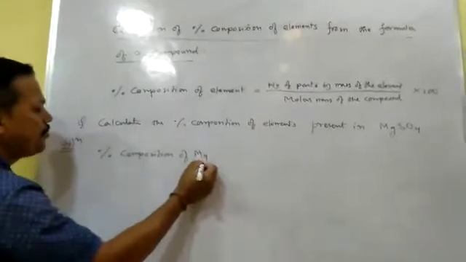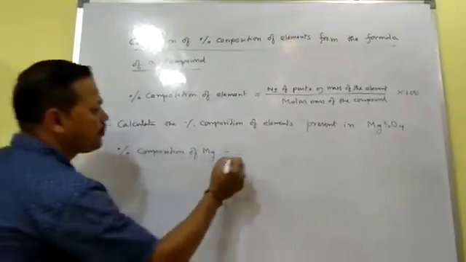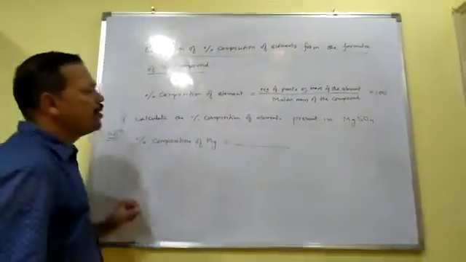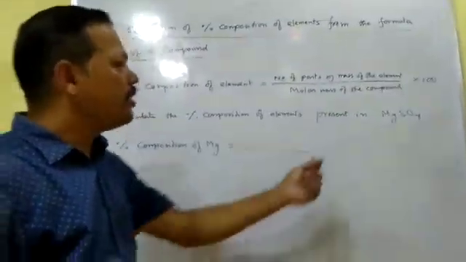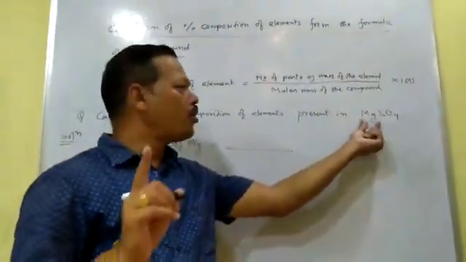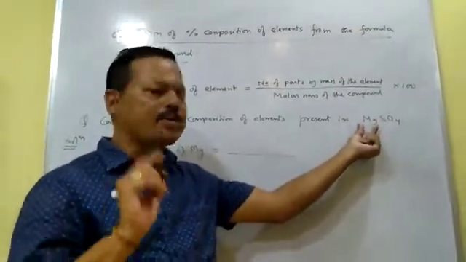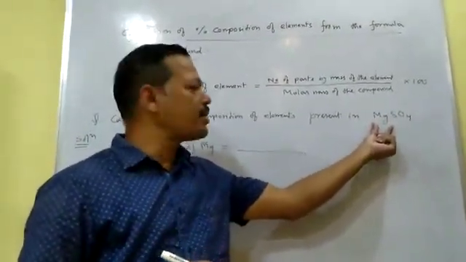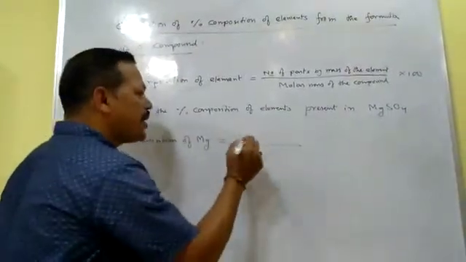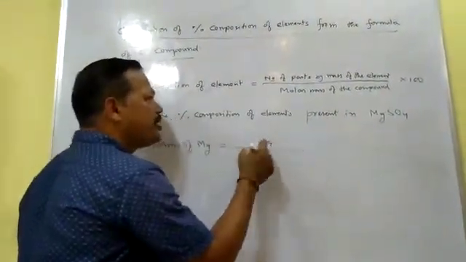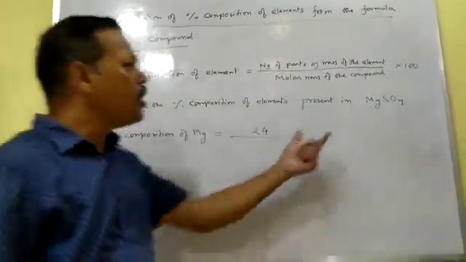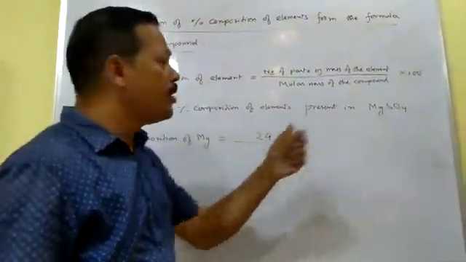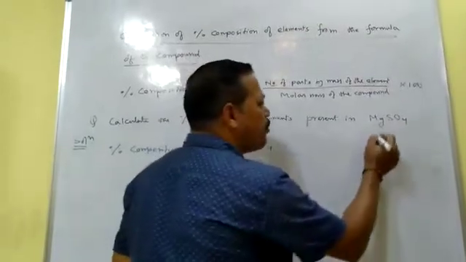of magnesium is equal to, now I will put the value, number of parts by mass of the element. Here how many magnesium present? Only one magnesium. What is the mass of magnesium? Mass of magnesium is 24. So one magnesium, that's why 24. This is the number of parts by mass of the element divided by the molar mass of the compound. Molar mass means the total mass of the compound.